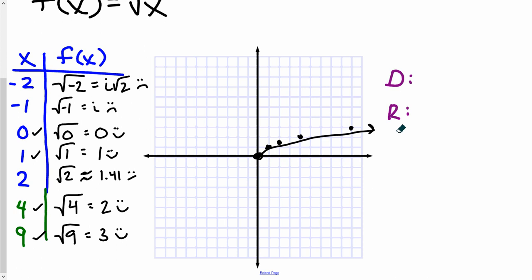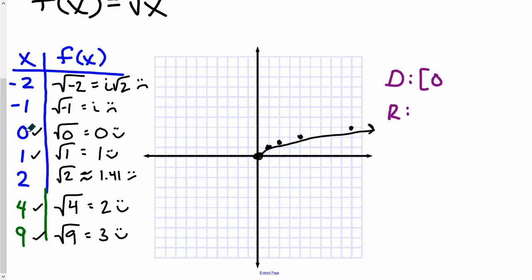Okay, it's all of the possible input values. So if we go back and look at our first one, is -2 a part of the domain? Not really, because it gives an imaginary output. Is -1 a part of the domain? No, because it gives an imaginary output. But is 0? Yes. Okay, so the domain here actually starts at the value of 0.